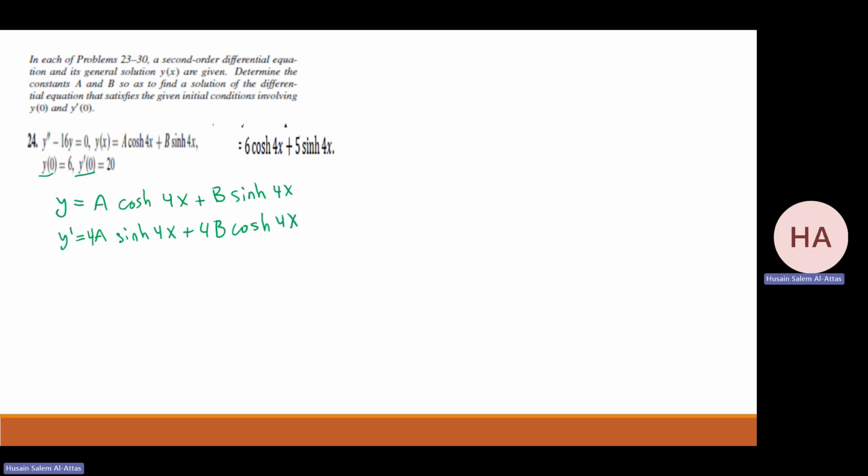Okay, now we'll come to the conditions. Y at 0 equals 6. That implies what? I have cosine hyperbolic of 0 is 1, and sine hyperbolic of 0 is 0. So I have a equal 6. Sine hyperbolic of 0 is 0. So a equals 6.